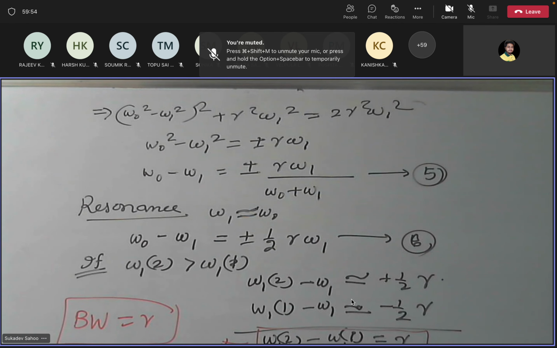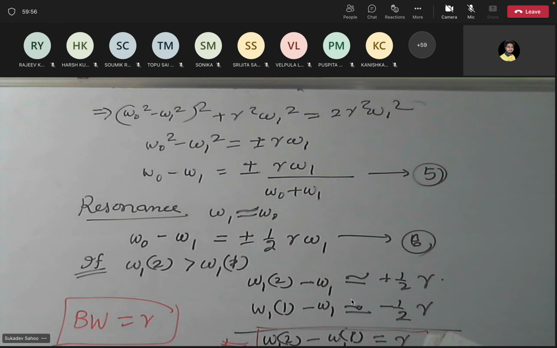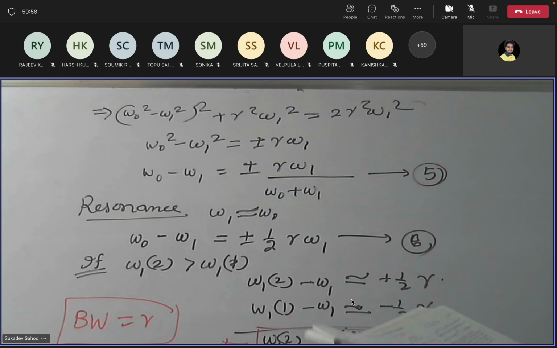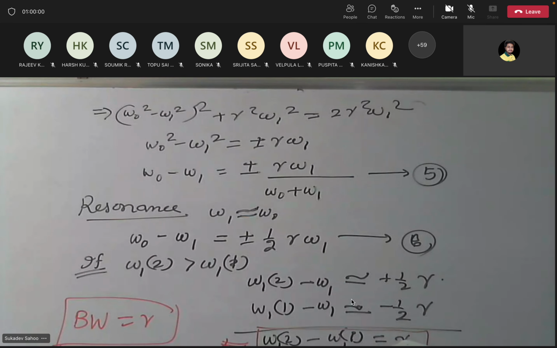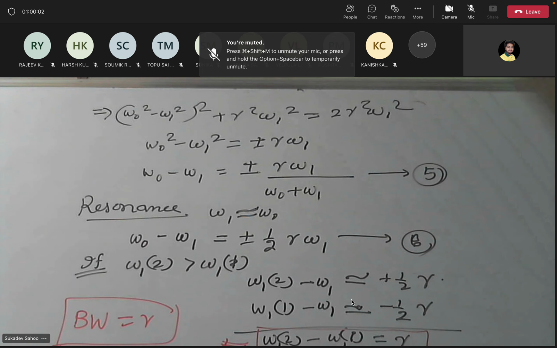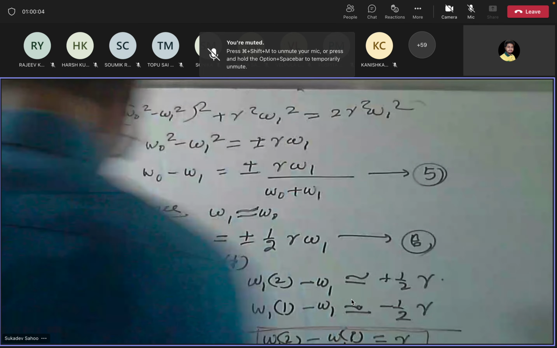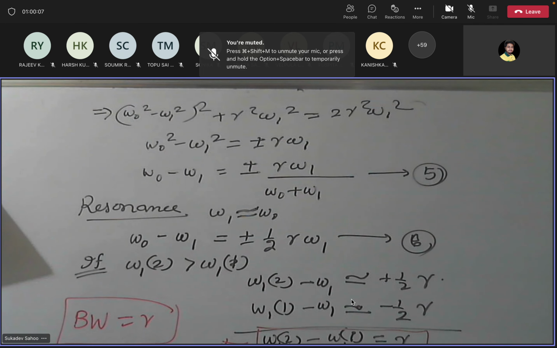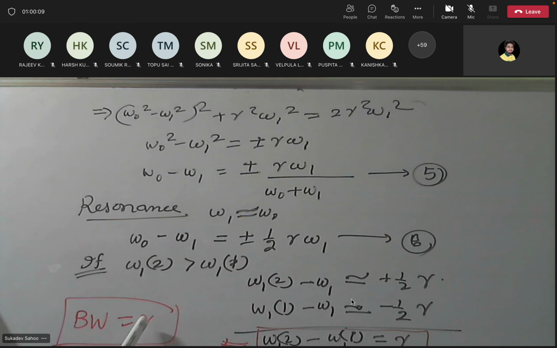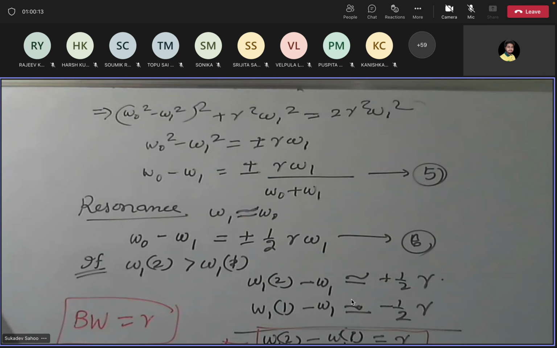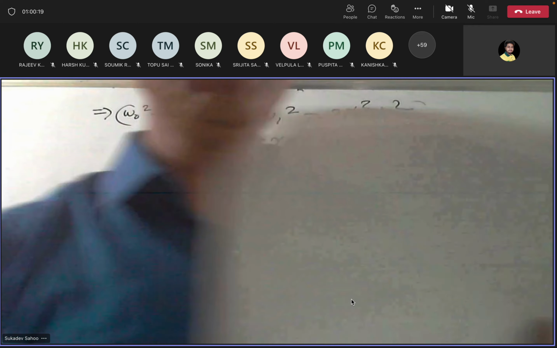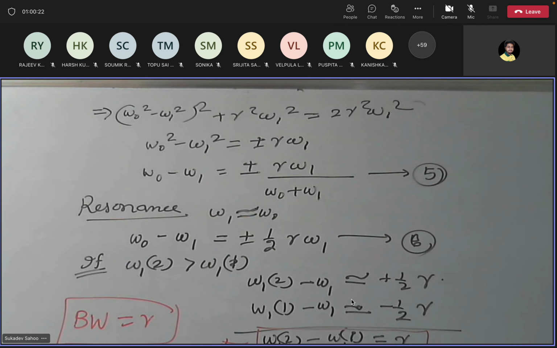Which is equal to P by M or whatever it is. So we can say that already we know your sharpness of resonance is inversely proportional to gamma square. So if the bandwidth is smaller, sharper is the resonance. Smaller the bandwidth, sharper is the resonance. This is the physical significance of the bandwidth. Smaller the bandwidth, sharper is the resonance.